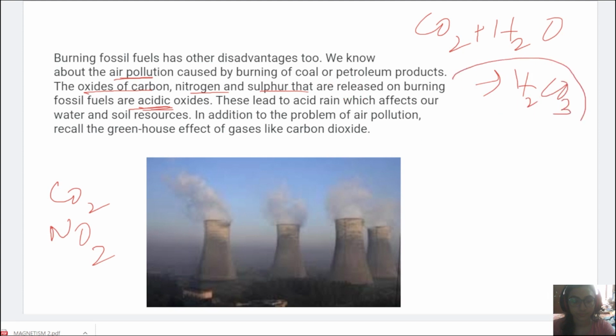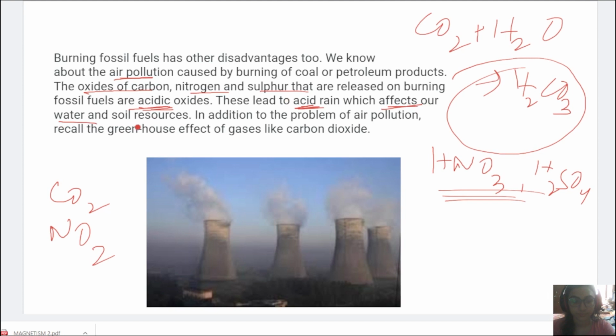Now, why is it a problem? It is a problem because H2CO3, HNO3, H2SO4, these are all not good for our skin when they fall on our skin, and when they are absorbed in the soil also. They lead to acid rain, which affects our water and soil resources as well. If the soil starts absorbing acid rain, acid water, then the plants will also not be able to produce glucose in the same way, right? Because we need pure water for that. We don't need H2O dot H2SO4, right? It is polluting.